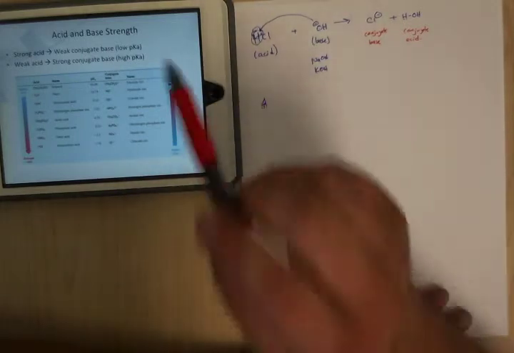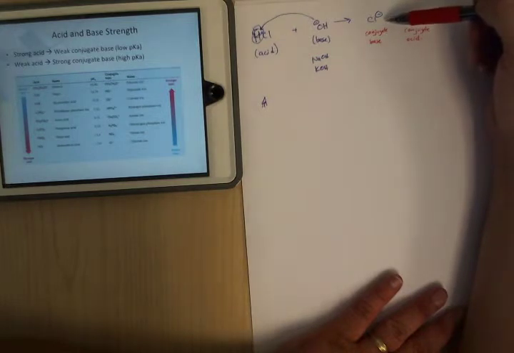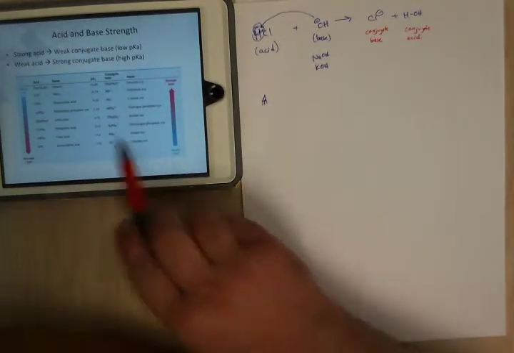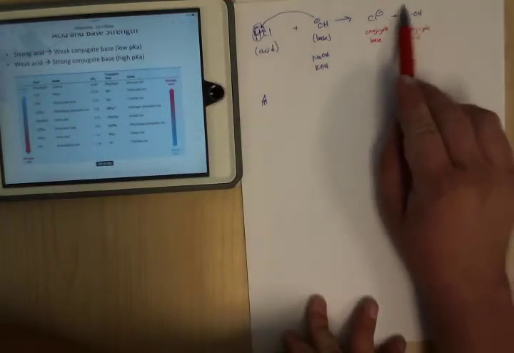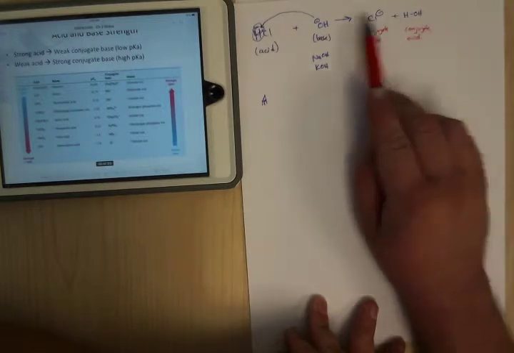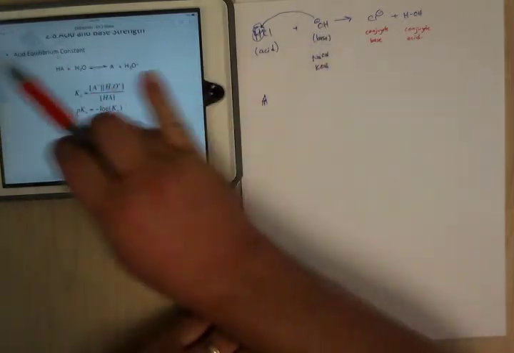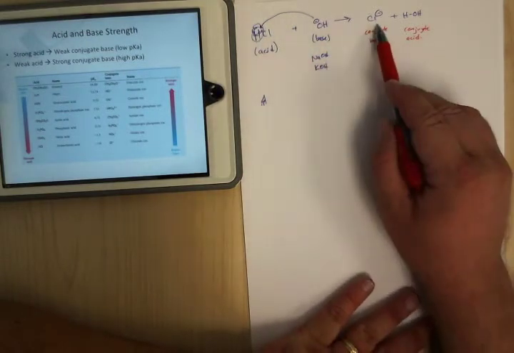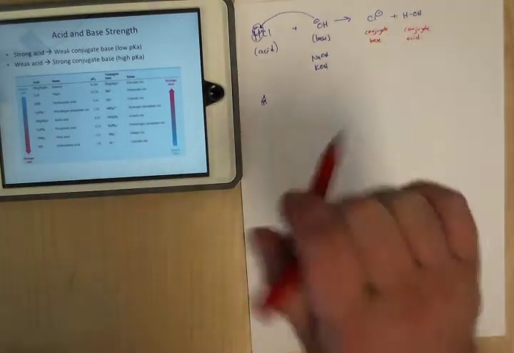One thing to remember is that if you have a strong acid, your corresponding base is terrible. It's a balancing act. If we have a strong acid, we have a terrible base. If we have a weak acid, we have a great conjugate base. So if this is a mediocre acid, its corresponding conjugate base is a strong base. If this is a strong acid, its conjugate base is pretty terrible. It's an inversion.